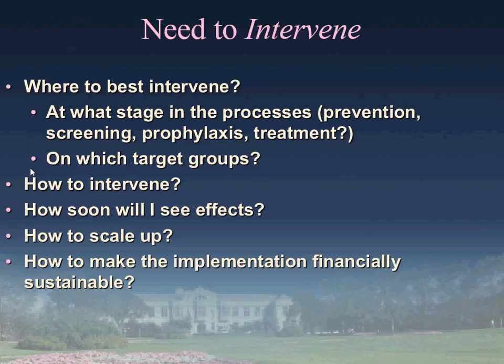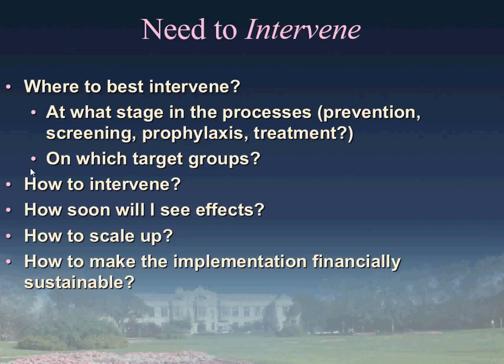A second major need is the need to intervene. So we need to explain. We need to explain to be able to understand where we're headed, what's causing what we've seen, and to be able to sharpen our understanding of what's really going on. But we also often need to intervene. We want to ask, what can we change to make the situation better? At what stage and set of processes? Prevention, screening, prophylaxis, treatment?